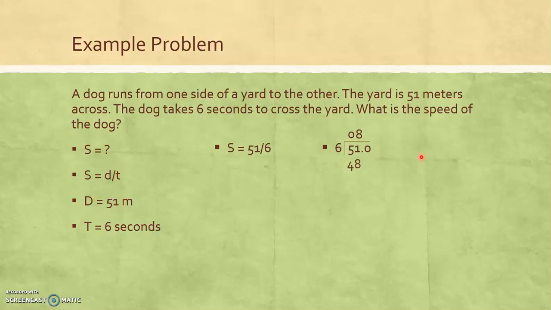6 times 8 is 48. So to subtract 48 from 51, I'm going to get 3. So I have 8 with the remainder of 3. So to get rid of that remainder, I'm going to bring down the 0. So now I have 30. And 6 fits into 30 5 times. So I have 8.5, and then I'm going to subtract 30 because it fits into 30 an exact number of times. So now I have 0. So that I know that the dog was traveling at 8.5 meters per second. And that is my answer.